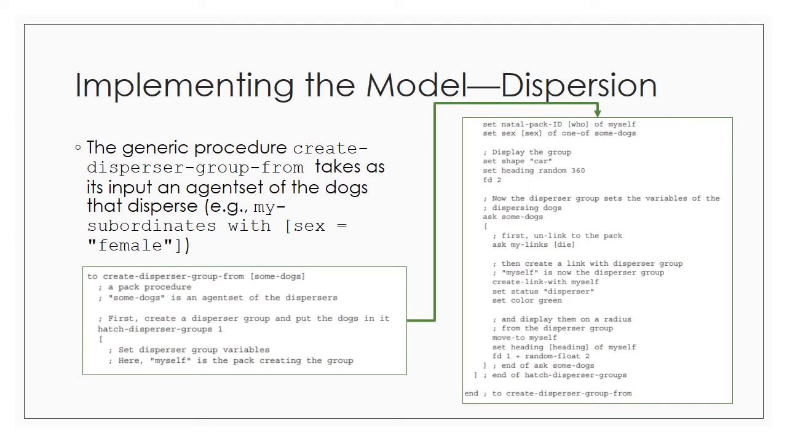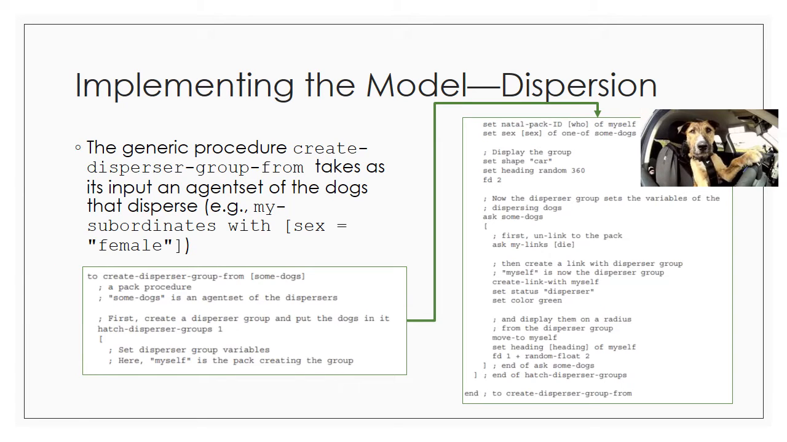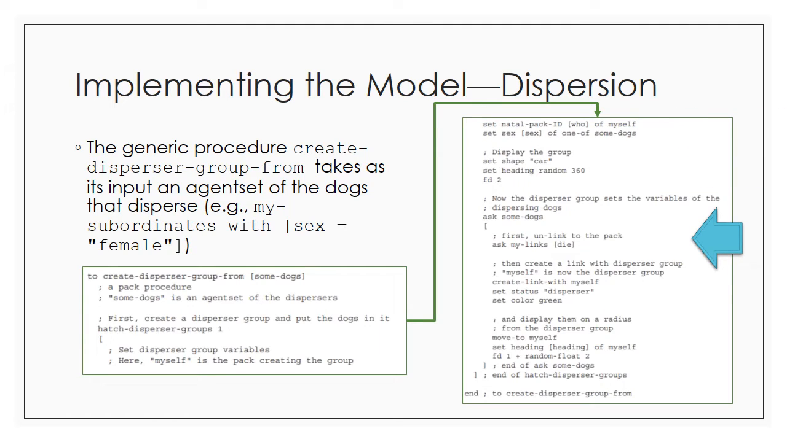Now we need to program the dispersion. We do this with a generic procedure, create disperser group from, which takes as its input an agent set of the dogs that disperse. We display the group. The authors have chosen the shape of a car here. Well, anyway, interestingly, the disperser group sets the variables of the dispersing dogs first by unlinking the pack, then creating a link with the disperser group, myself, and finally displaying them on a radius from the disperser group.